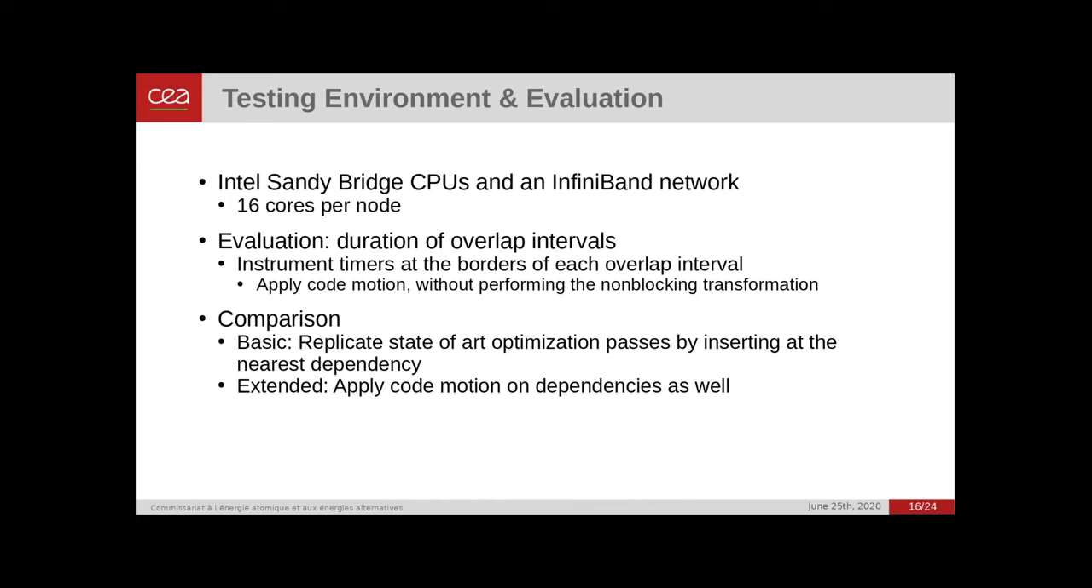So we compare our results with a basic transformation. It will be in the following slide. We will have 2 columns: a basic column, which is the duration of the overlapping interval that we would get if we are limited by the newest data dependency, and the extended value, which is the duration of the overlapping interval that we would obtain with our method.